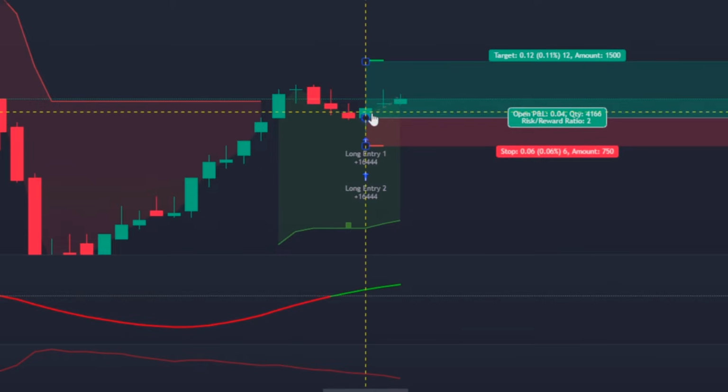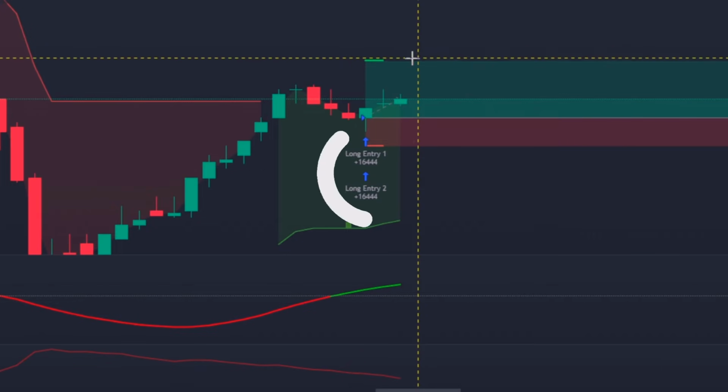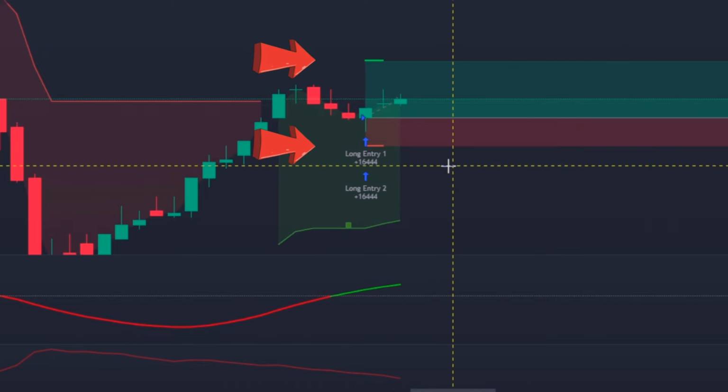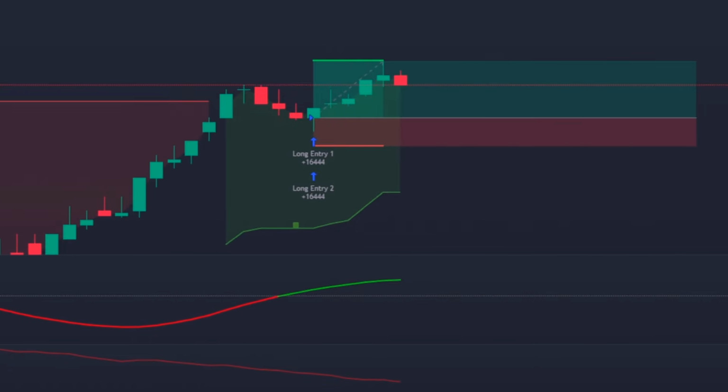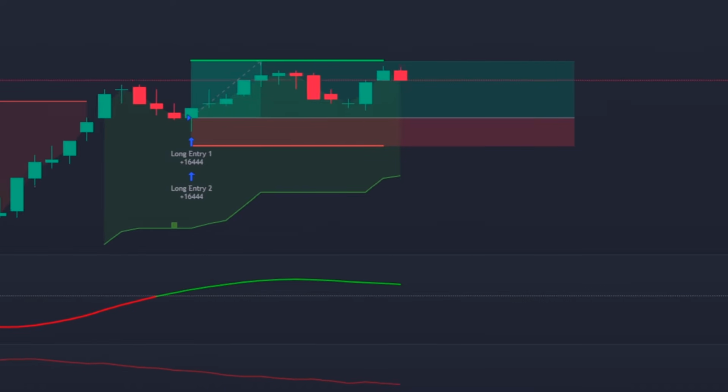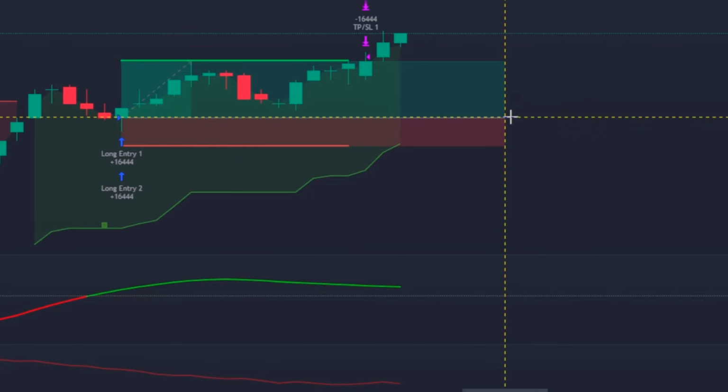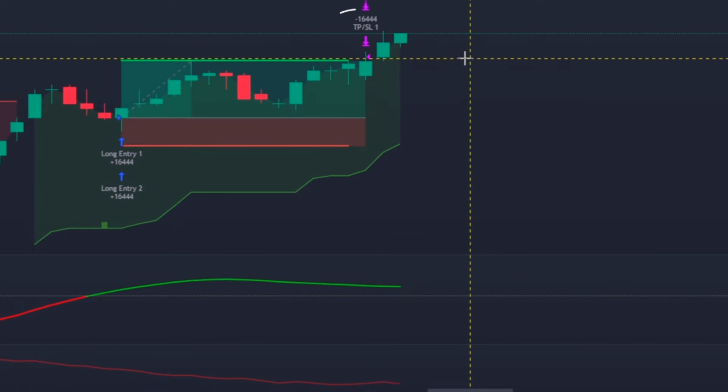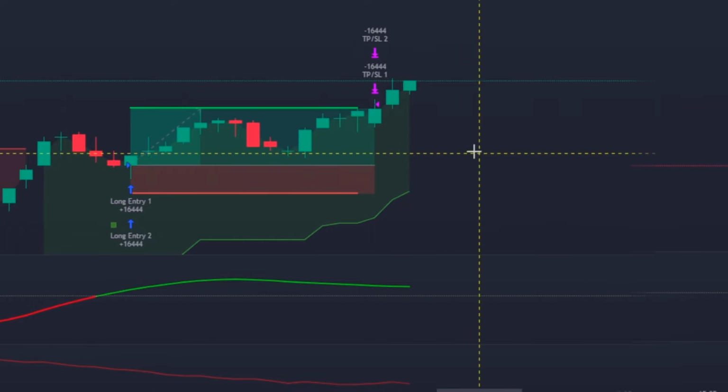So, first of all, we can see that my bot entered the position and placed the stop loss and take profit values perfectly. Now, let's fast forward to see what would happen. As you can see, the take profit was easily hit here and the bot closed the trade.